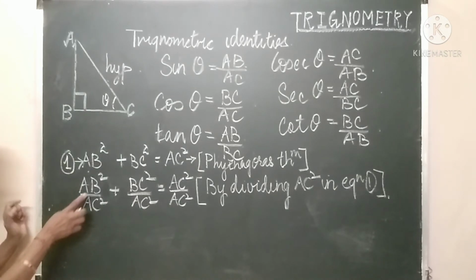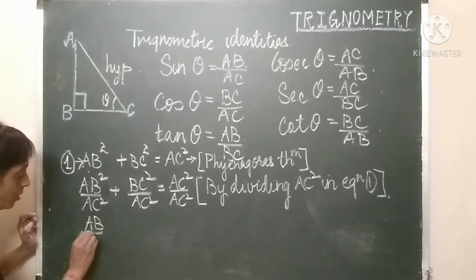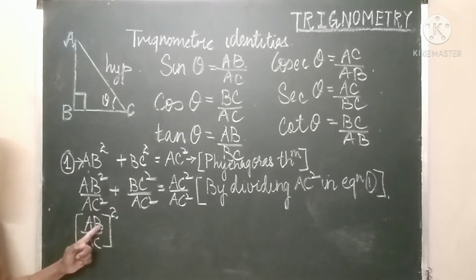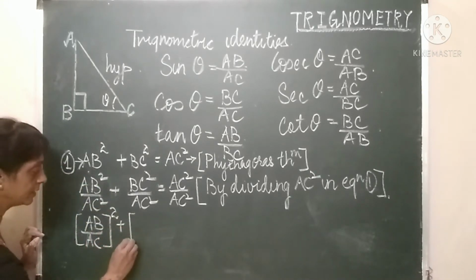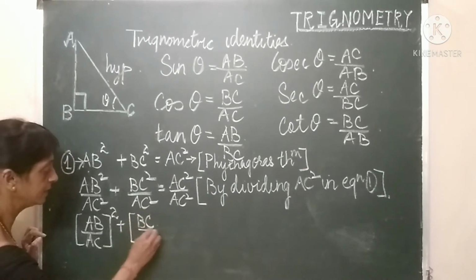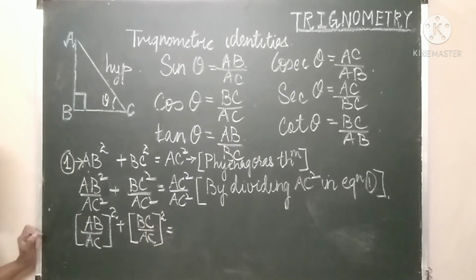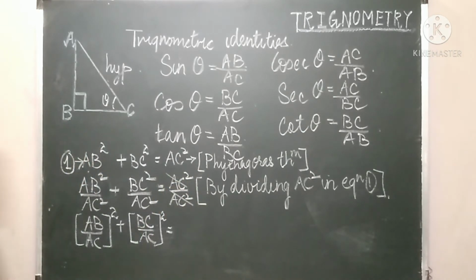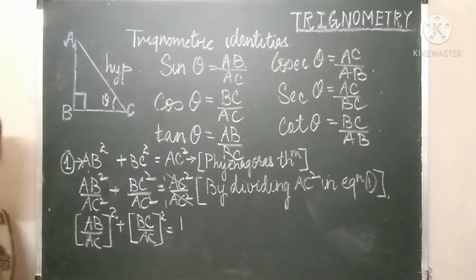Let's look over here, children. AB square upon AC square can be written as AB upon AC the whole square. A square upon B square can also be written as A upon B the whole square. Plus the second term can be written as BC upon AC the whole square, which is equal to, on the right hand side, AC square and AC square get reduced. So what is on the right hand side? The answer is 1 upon 1, which is 1.